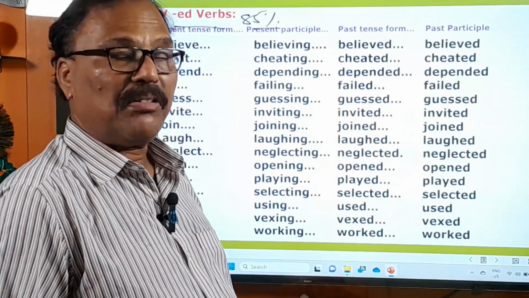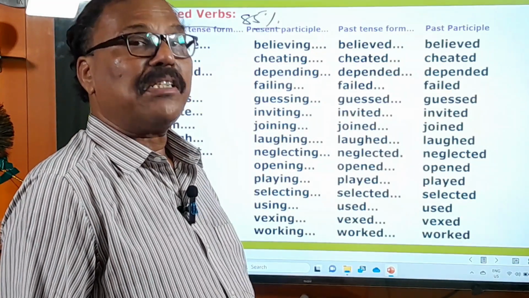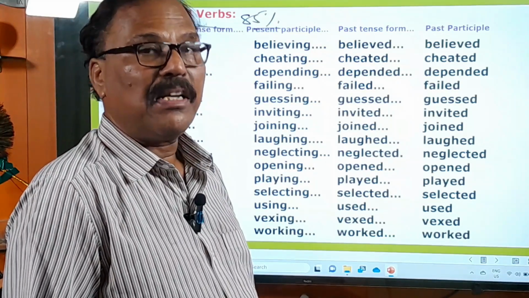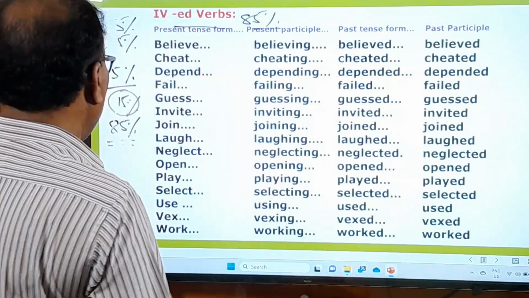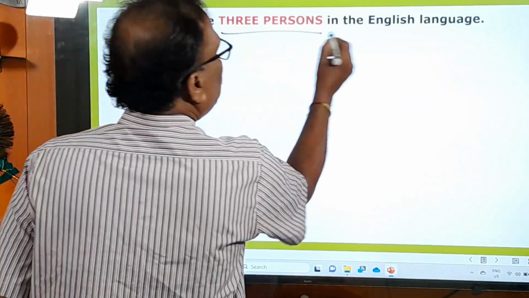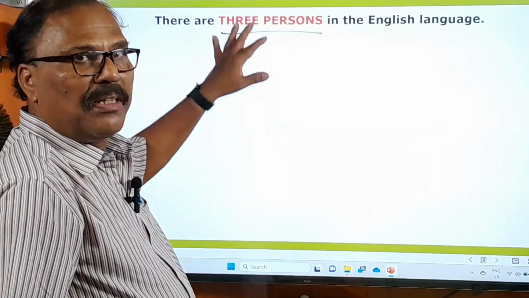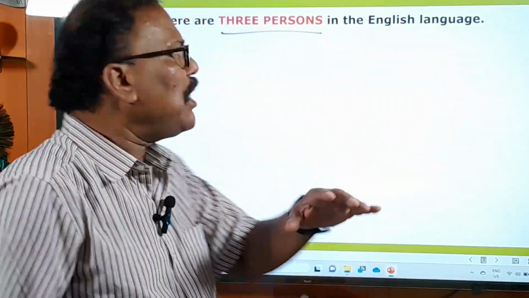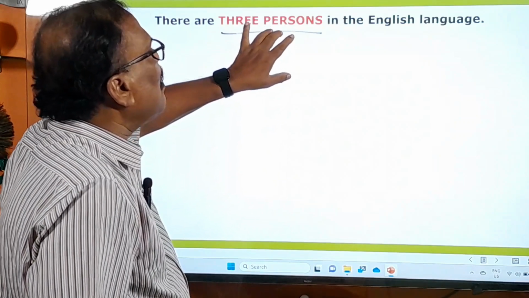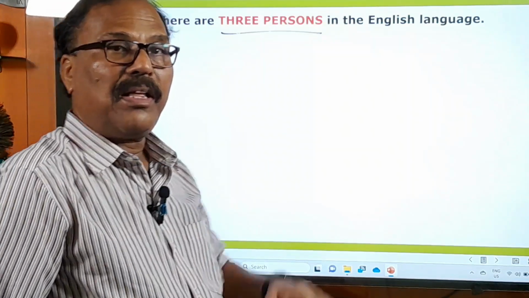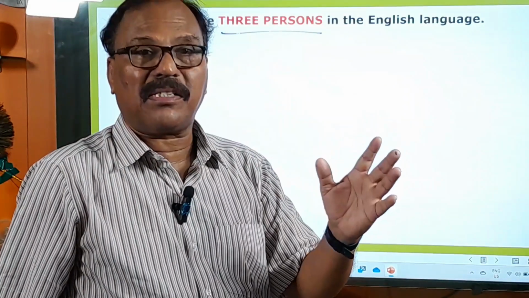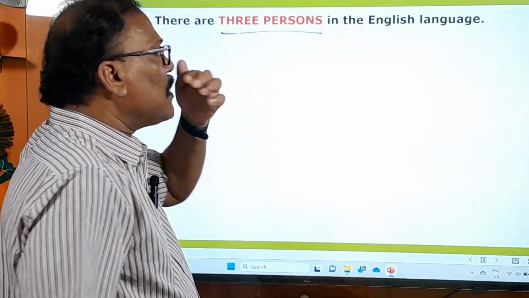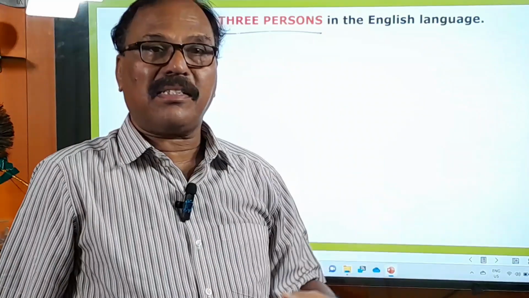If at all you want to learn the tenses, you must once again remember what the persons in the English language are, and let us learn about those persons in the English language, right? There are 3 persons in the English language. Dear students and test takers, if you want to learn the tenses, you need to remember these 3 persons of the English language. And why should we learn about the 3 persons? In order to understand the tense thoroughly well.